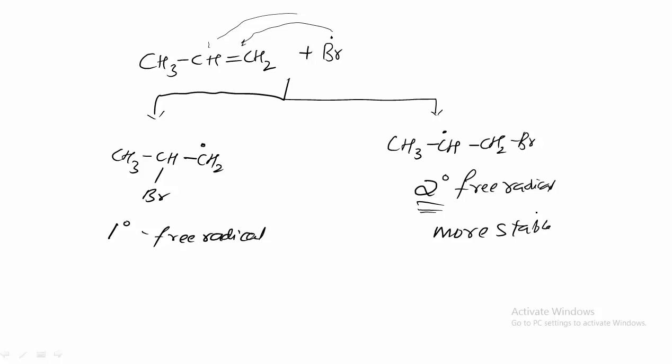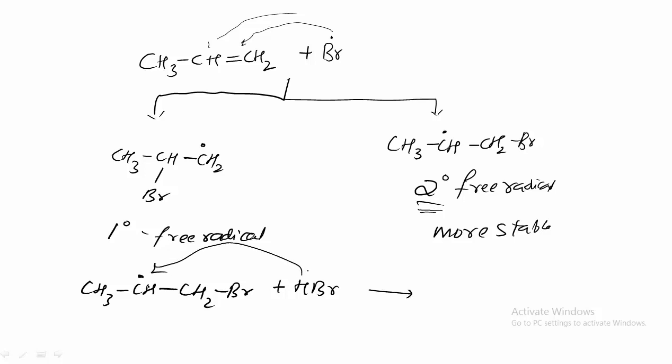So what would be the product that is obtained? See here, CH3 CH dot CH2 Br, that is the secondary free radical. Now it will attach to the HBr. Again, what happens? This H will go to this free radical. Therefore, it will form CH3 CH2 CH2 Br. That is already attached here. And again forming a Br dot because H will go here and thus Br will remain as it is in form of free radical.